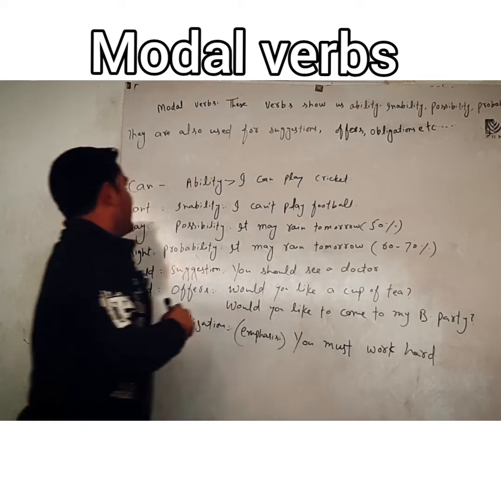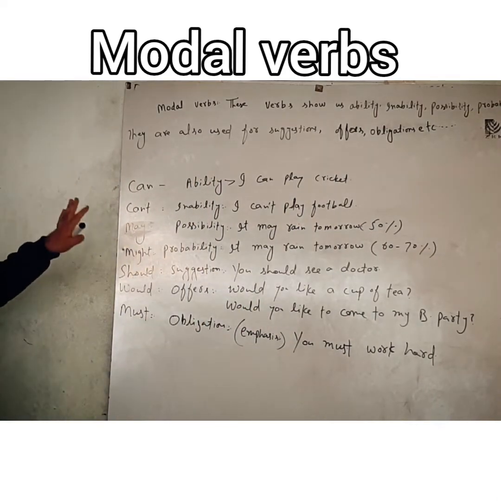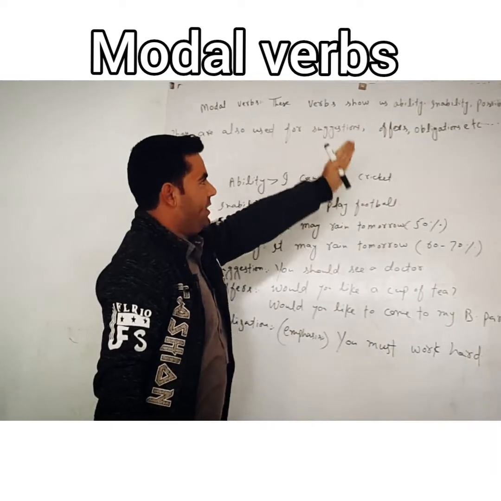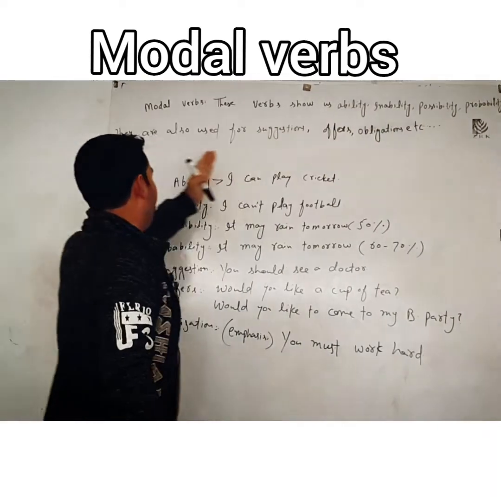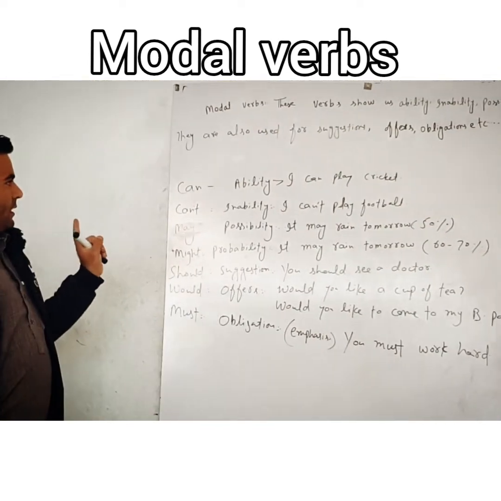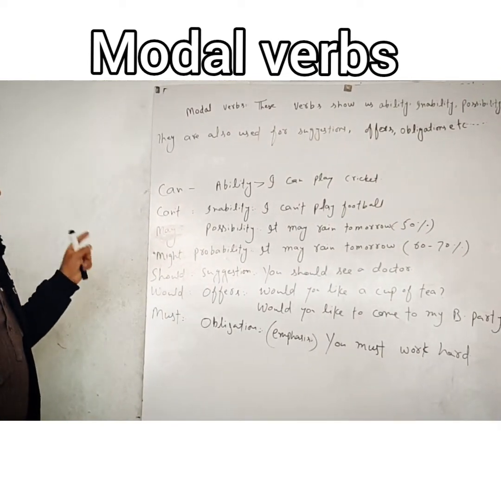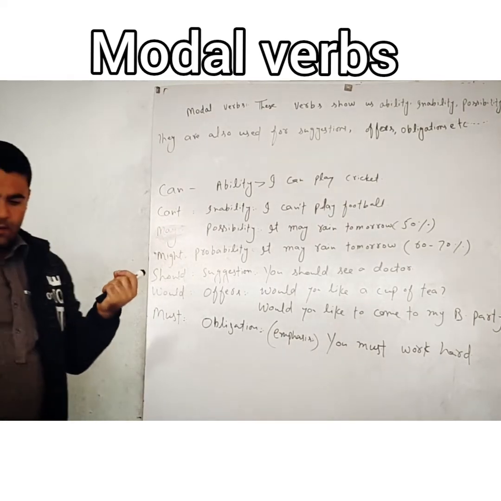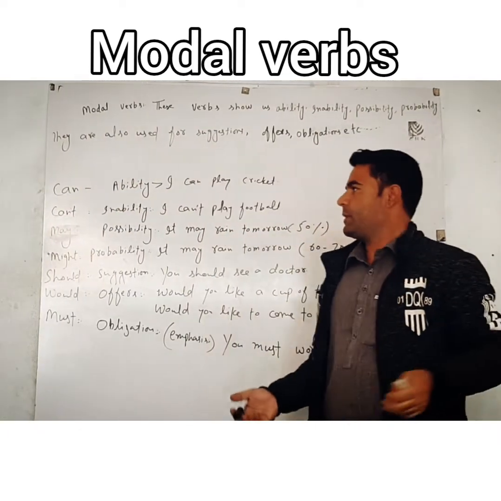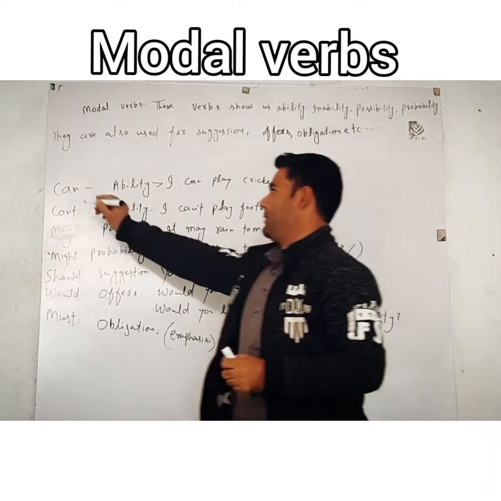Right? Okay. So, as I told you, these verbs are used to show ability, inability, possibility, probability, and used for suggestions and offers, etc. as well. So let's talk about them. Which modal verb stands for what? So let's talk about can.